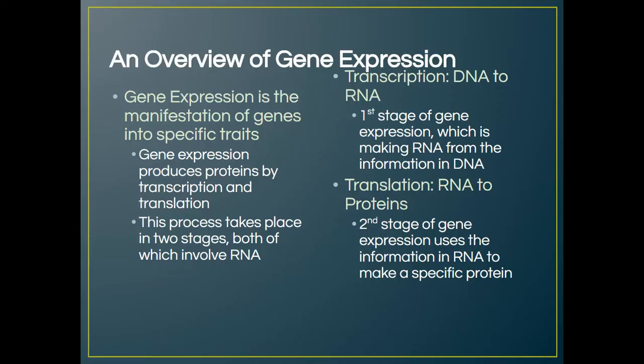So, gene expression is a manifestation of a gene, which means that's the gene we actually see or what it's translated into. Most of the time, gene expression means that we're making proteins. Proteins are created through a process called transcription and translation, which involves an original DNA strand, RNA, and then it creates a protein from there. This process is really done in those two stages.